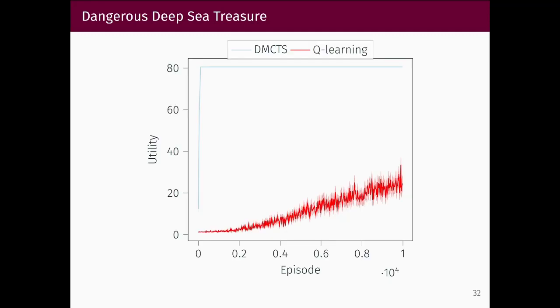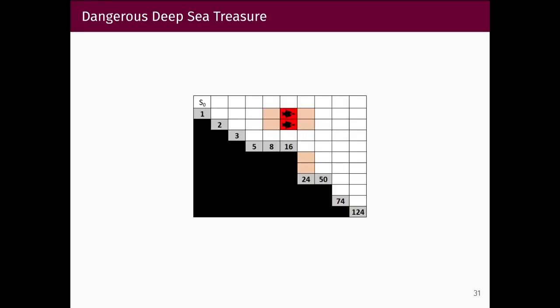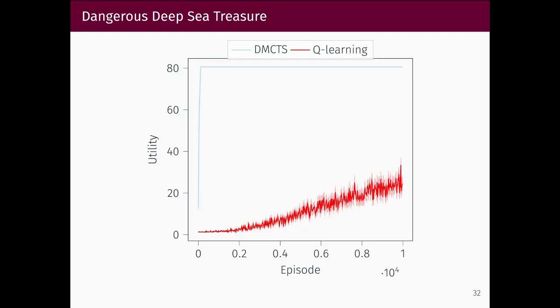And we can see here that we actually set the policy to recover the treasure of 50, which is on the Pareto front here. And you can see here that DMCTS learns the policy and retrieves that vector almost immediately, very, very quickly, while Q-learning struggles to achieve any kind of decent policy. It does okay, but doesn't learn anything anywhere near in the realm of our algorithm.